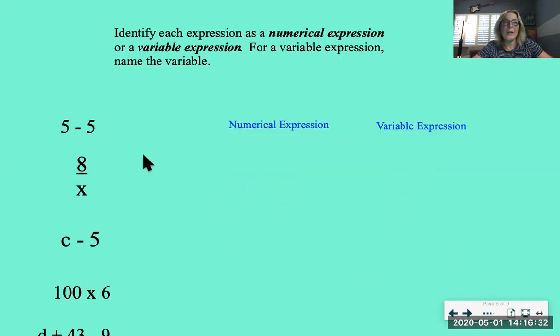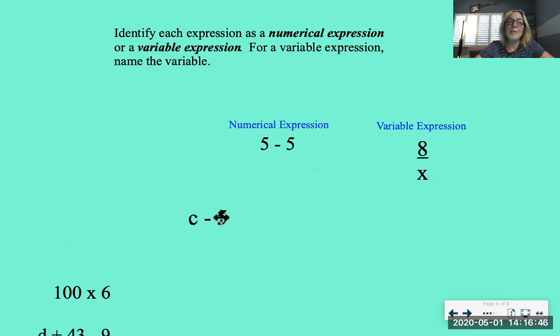Okay, so let's take a look. 5 minus 5. That is clearly a numerical expression because it only contains numbers. This is 8 divided by x. That would be considered a variable expression. C minus 5, a variable expression. Now here's a terrible example, 100 times 6.